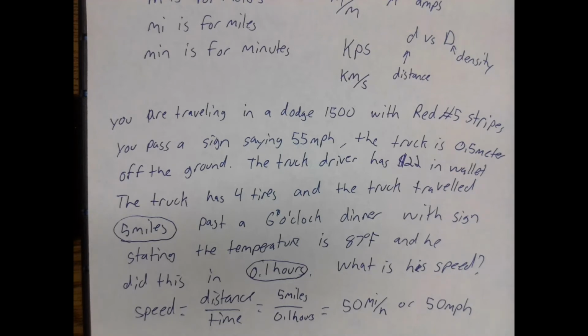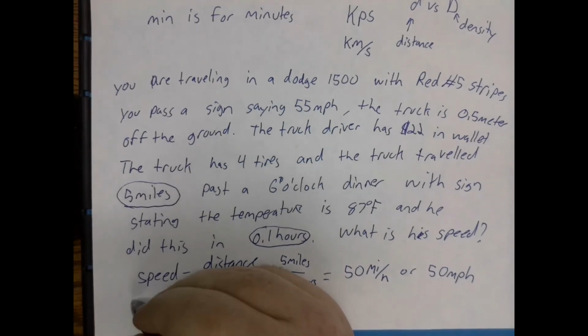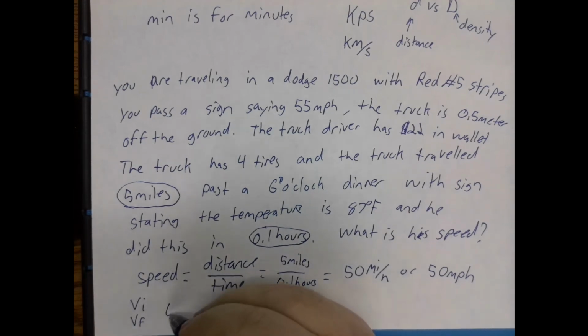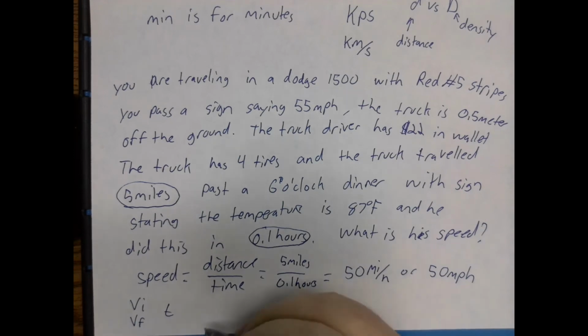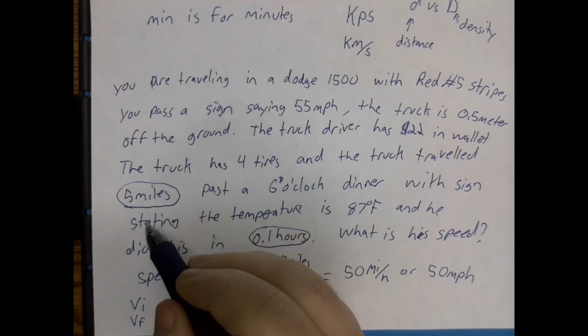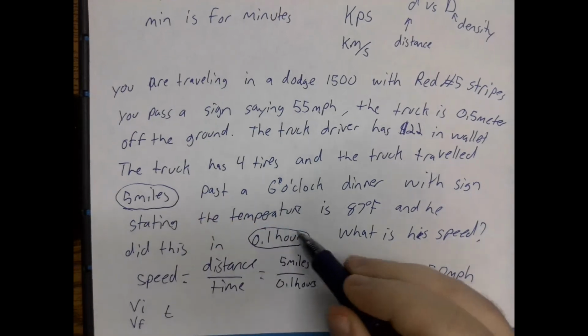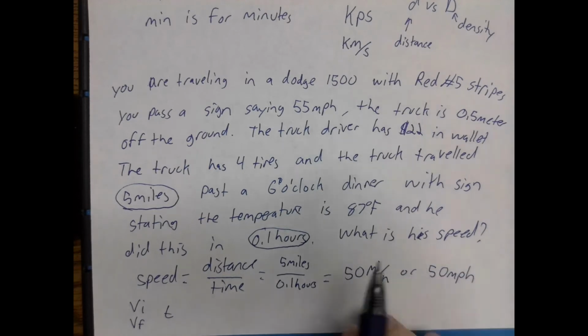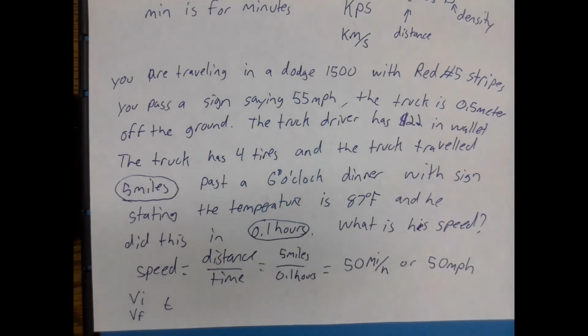So on the homework, I've seen a lot of people where they just took the first number, stored it as Vi. They took the second number, stored it as Vf. Took the third number, stored it as t, and took another number and did that. You have to actually read and look. Miles, that's a form of distance. Hours is a form of time. You have to actually read the problem and understand what it's saying.